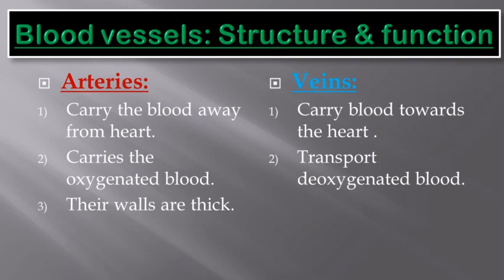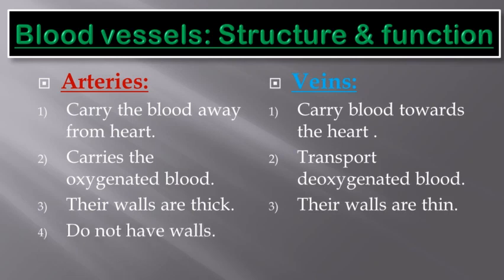Now arteries are deeply located in the body and their walls are thick. So arteries are thick walled, while most of the veins are superficially located in the body and their walls are thin. Veins are provided with valves. So now we can see the picture.